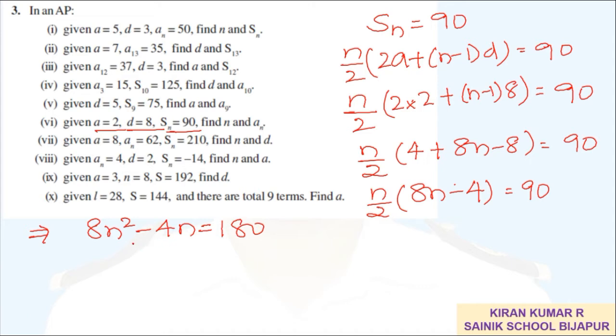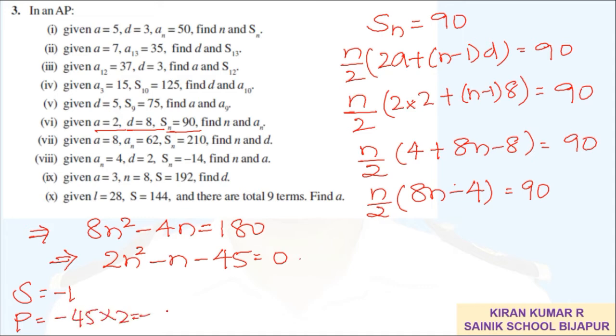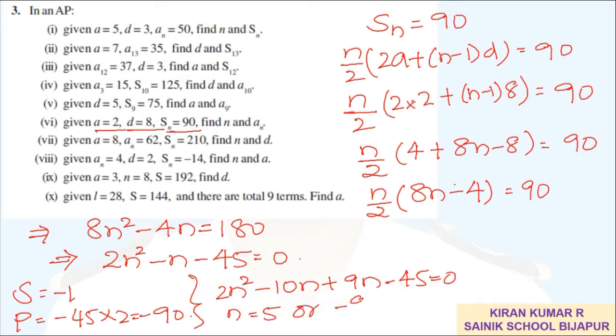I can take 4 as common throughout. I'll be getting the equation as 2 times of n square minus n minus 45 equal to 0. Here sum of the numbers is minus 1, and the product of the numbers is minus 45 times 2, minus 90. I have to use splitting middle term. I'll be getting 2n square minus 10n plus 9n minus 45 equal to 0. Using this, I'll be getting the value of n as 5 or negative 9 by 2. This is neglected as n is a positive integer, so it is 5.